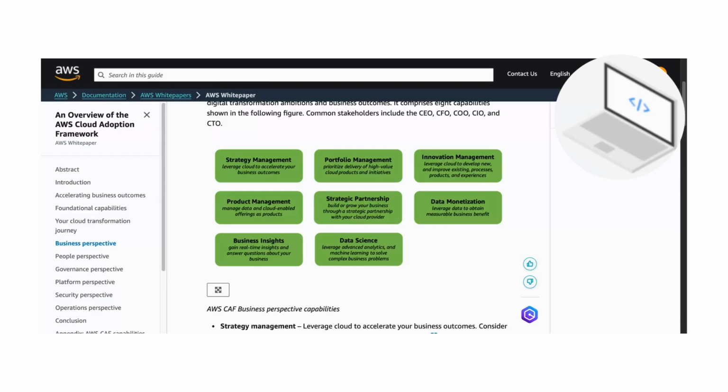Next, data monetization. It is all about turning data into measurable business benefits. With the cloud, we can collect and analyze vast amounts of data. For example, by analyzing customer behavior, we could develop hyper-personalized marketing strategies that increase customer loyalty. It is important to start by monetizing data internally, perhaps by improving decision-making processes, before looking at external opportunities like selling data.